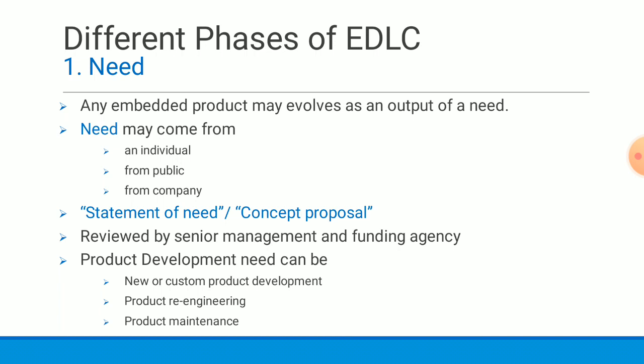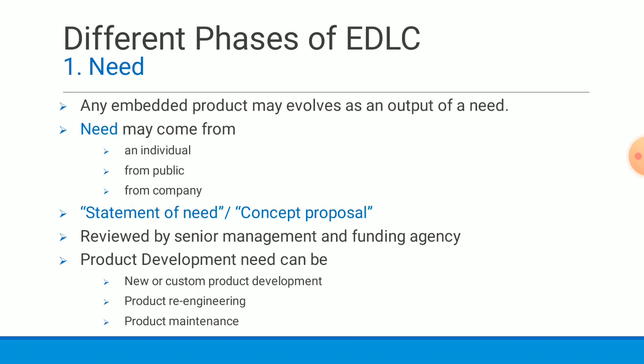Okay, so the question is, what demands this re-engineering? Three things: the first one is change in business environment or business requirements, the second one is user interface enhancements, and the third one is technology upgrades. These three things may result in product re-engineering.